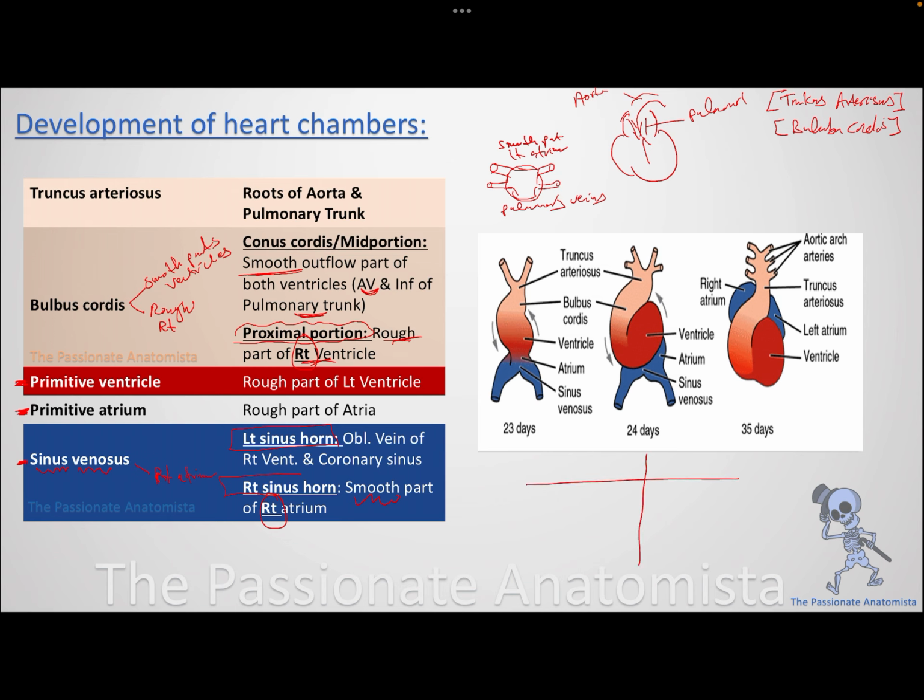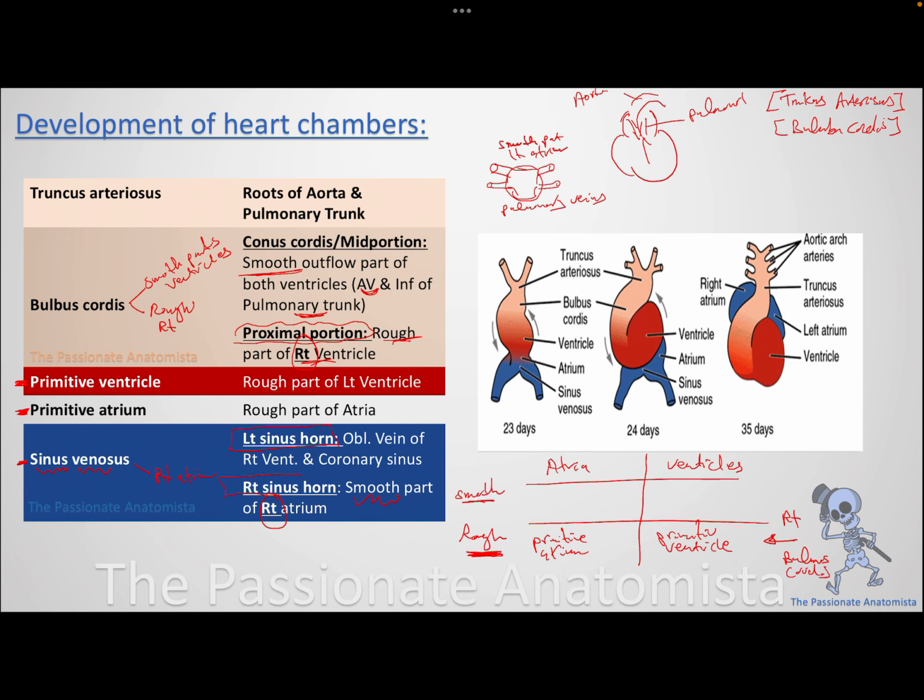So remember that in the atria and in the ventricles, you have smooth parts and you have rough parts. The easy thing would be for anything rough, it comes from the primitive chamber itself. So from the primitive atrium and primitive ventricle, we are supposed to see the rough parts of both chambers. I have only one exception here, which is the rough part of the right ventricle. It's coming from bulbus cordis.